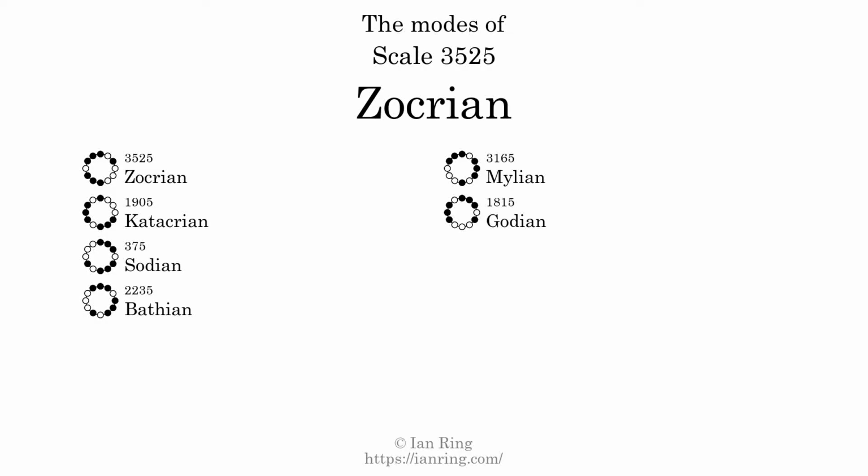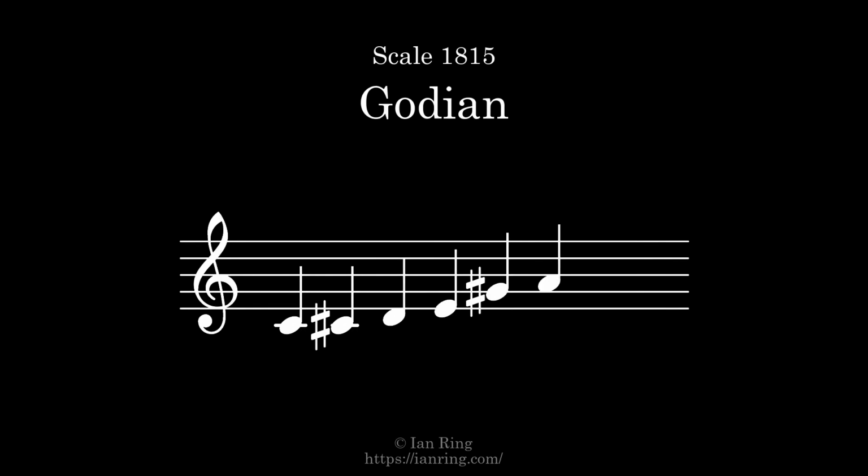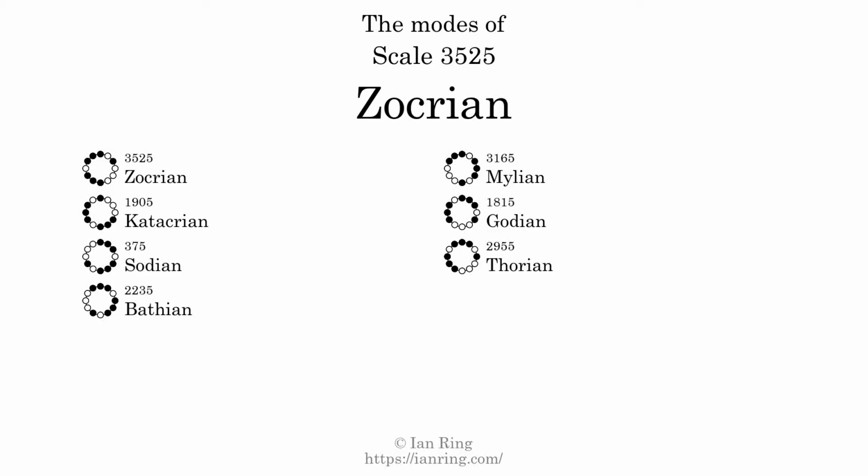The sixth mode is scale 1815, also known as Godian. It sounds like this. The seventh and last mode is scale 2955, also known as Thorian. It sounds like this.